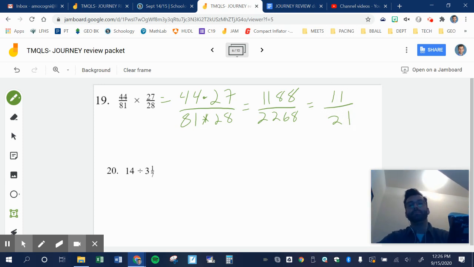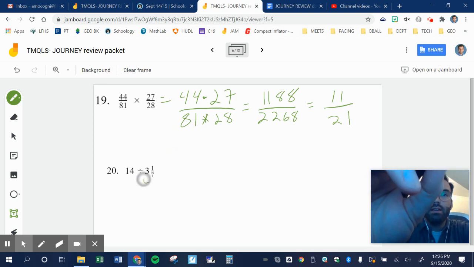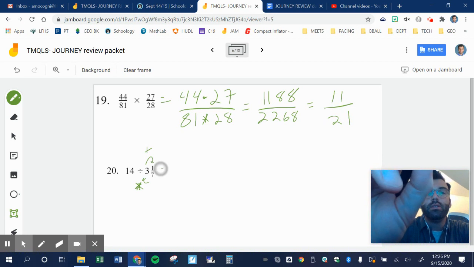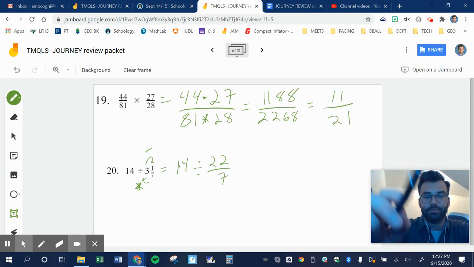All right. Next one. I have a mixed number here, so I automatically want to change that into an improper fraction. Remember to change to an improper fraction. I do 7 times 3, and then I add 1. So really this is 14 divided by 7 times 3 is 21, plus 1 is 22 over 7.